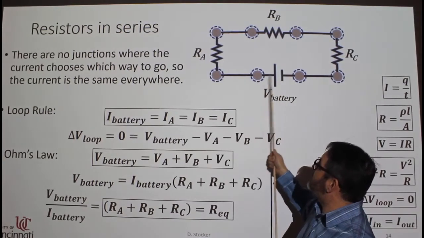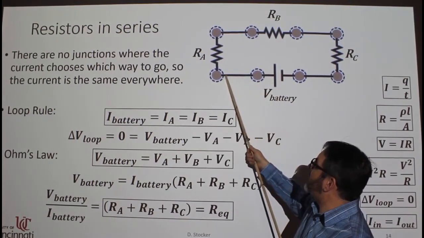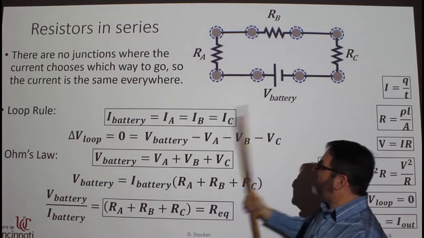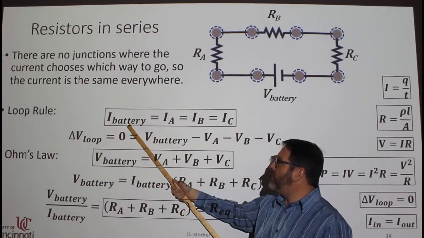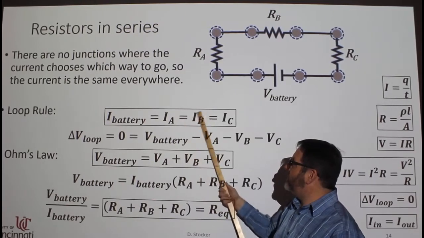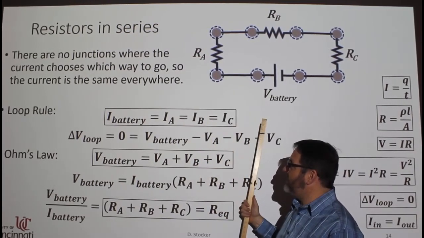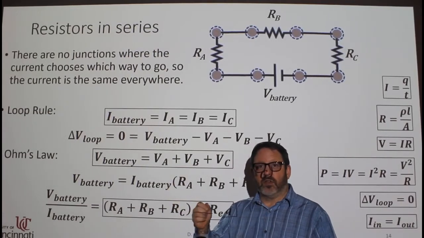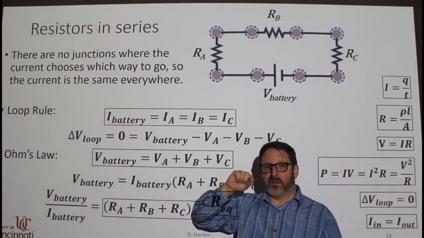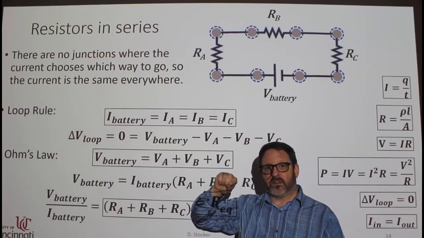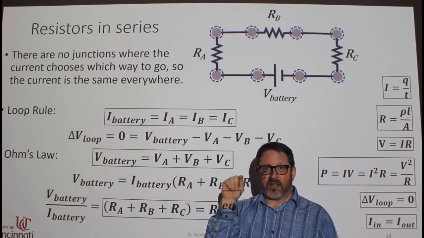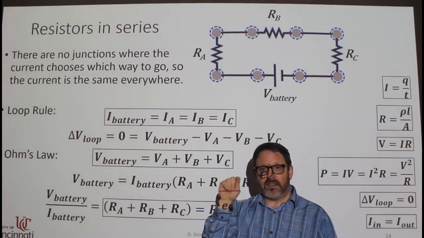So since they're all in series, every bit of current that comes out of the battery goes through RA, goes through RB, goes through RC. So I for the battery equals IA equals IB equals IC. We also have the loop rule. Kirchhoff's loop rule, remember, says if you compare the voltage at one point in the circuit to that same point in the circuit when you come back to the same point, it's the same.